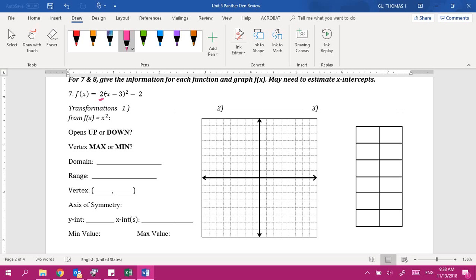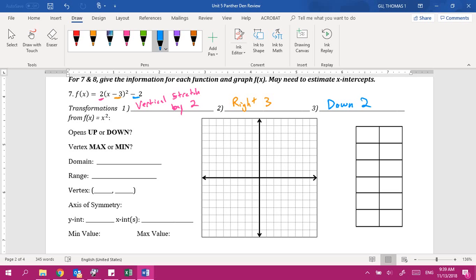Vertical stretch by 2. The 2 on the outside tells you it's a vertical, and then since it's greater than 1, it's going to be a stretch. So vertical stretch by 2. Okay, what is the next transformation you see? Right 3, to the right 3 because of the minus 3 on the inside of the parentheses. That's right. The last one would be down 2 because of the minus 2 on the outside of the parentheses at the very end.